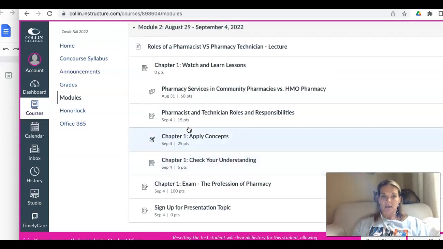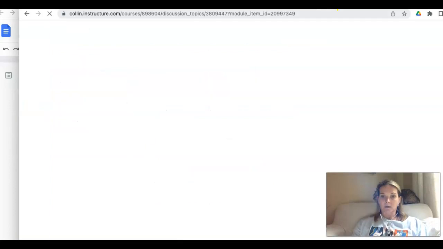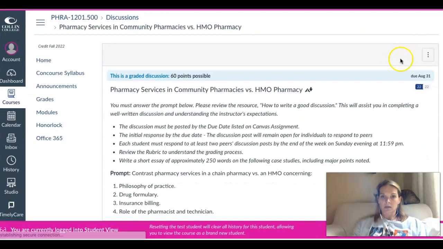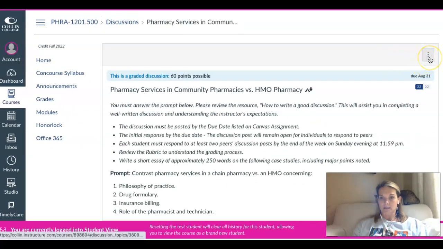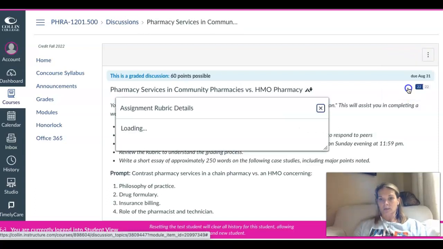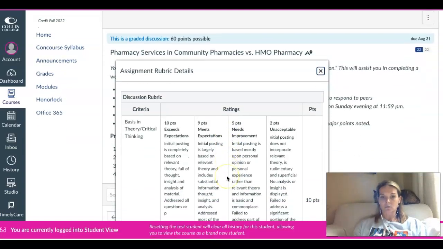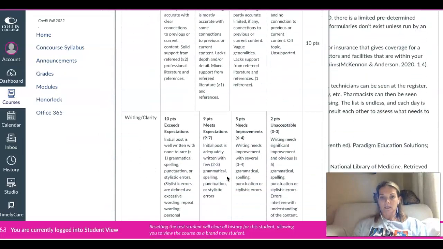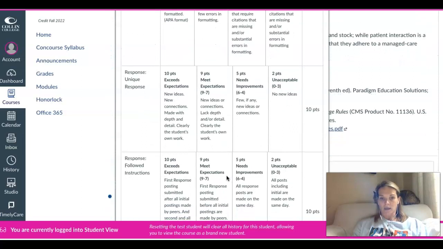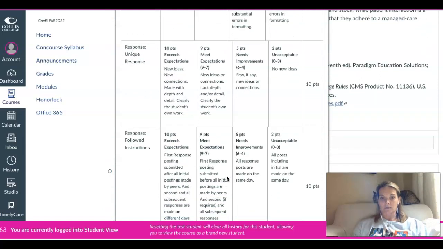So to determine what your discussion is over, I'm going to go to the discussion post that's due tomorrow, and it is this one right here. When it opens up, let me make this a little bit bigger, you guys are going to see these three little dots in the corner. I want you to click on those dots, and it says Show Rubric. When you click on Show Rubric, this is the rubric, and this is what I'm grading you on. So in case you didn't know that, this is where you find your rubric.